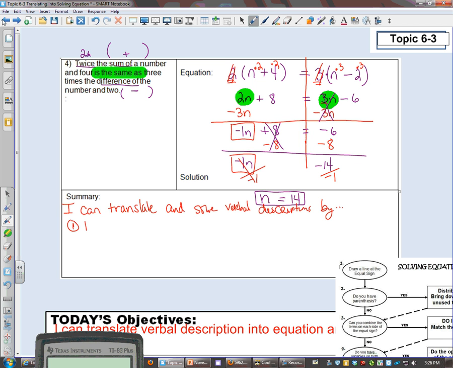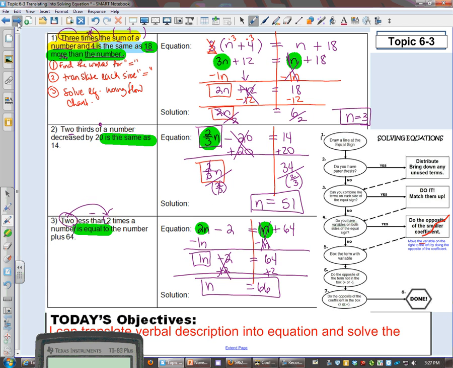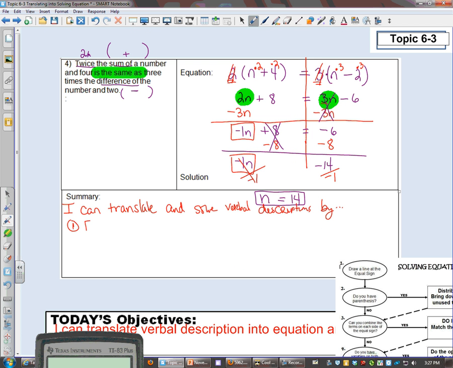Let me go back to the first page. Yeah, we found the words for equal. Sometimes it said equal, sometimes it said is the same as, but there were different words for equal. Then we translated both sides of the equal sign. And then lastly, we solved it using our flow chart.